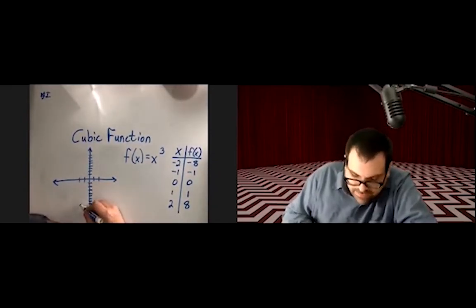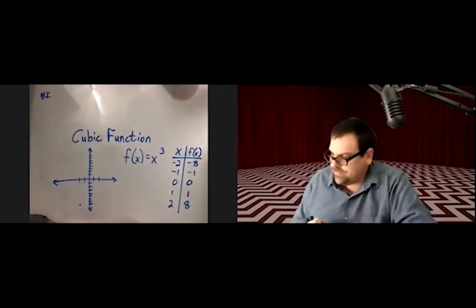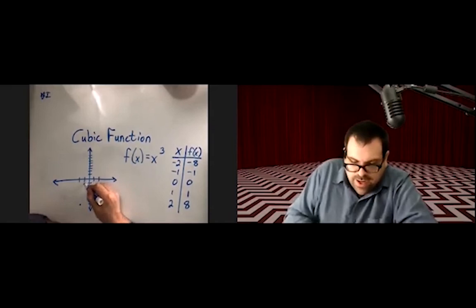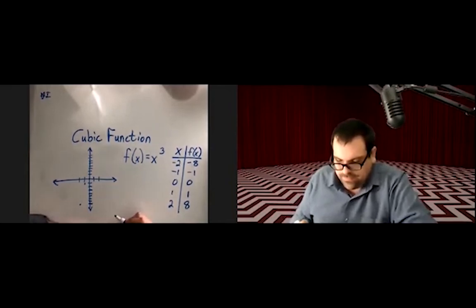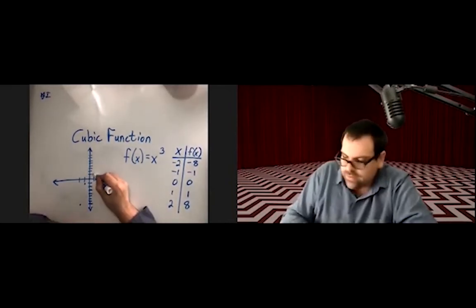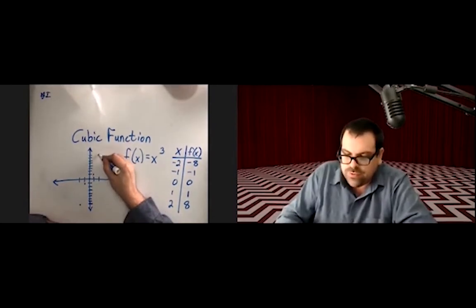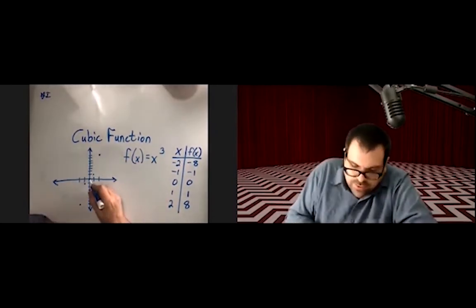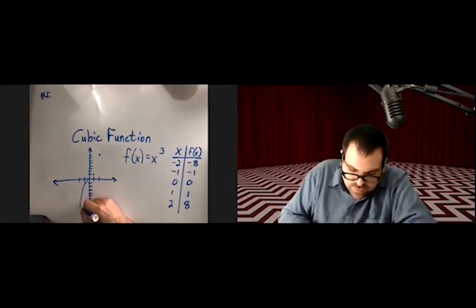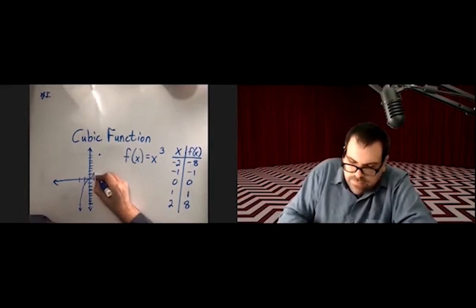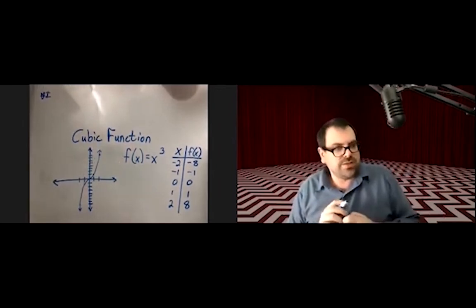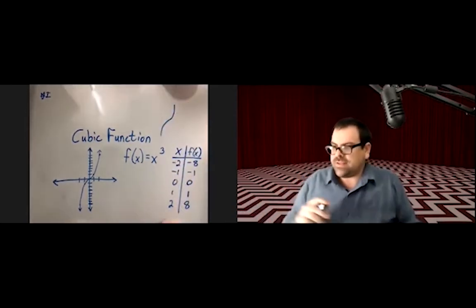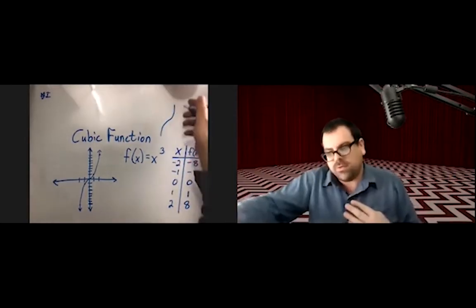(-2, -8), (-1, -1), (0, 0), (1, 1), (2, 8). So this shape is like a stretched parabola that's been taken in 2 different directions. It's this shape. We're just going to call it the cubic.